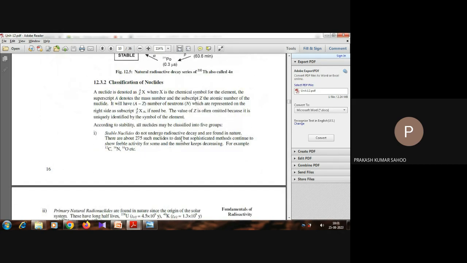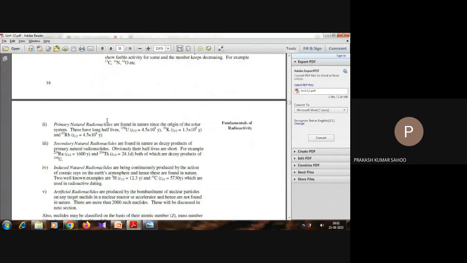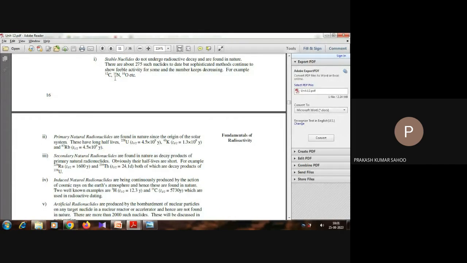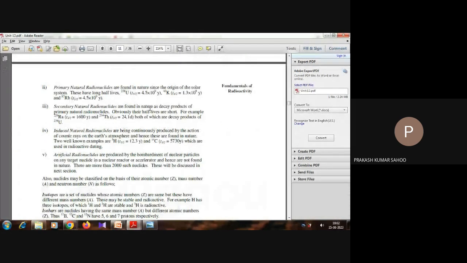Then classification of nuclides. Stable nuclides have a neutron to proton ratio equal to 1, and there are 275 such nuclides. Then primary natural radionuclides are found in nature since the origin of the solar system. They have long half-lives, like uranium with half-life 4.5 into 10 to the 9 years, potassium 40 with 1.3 into 10 to the 9 years, rubidium 87 with 4.5 into 10 to the 9 years. So these are naturally occurring radioactive nuclides having long half-lives.